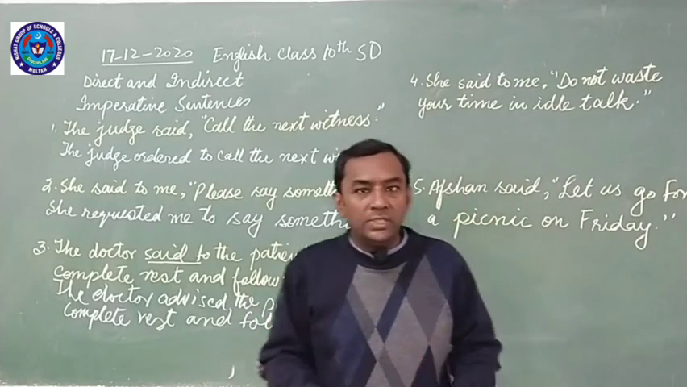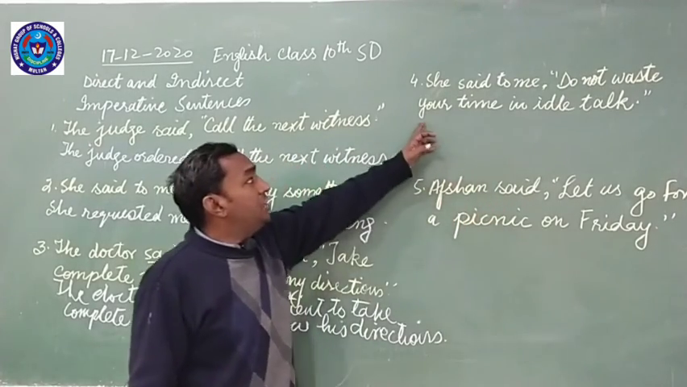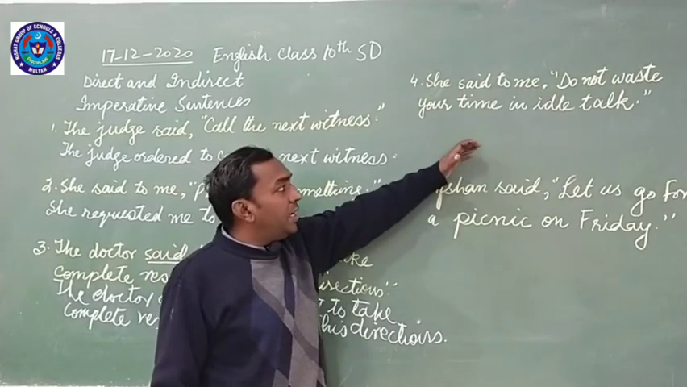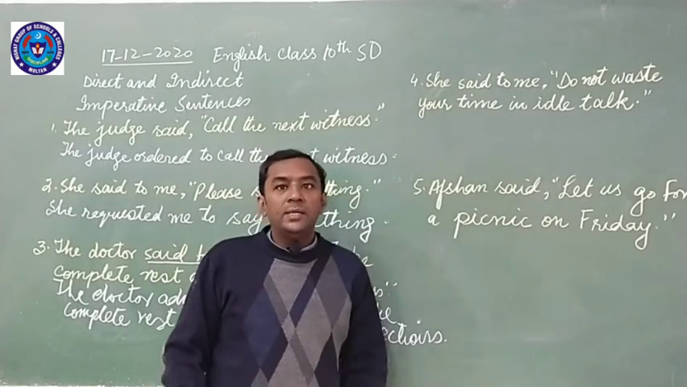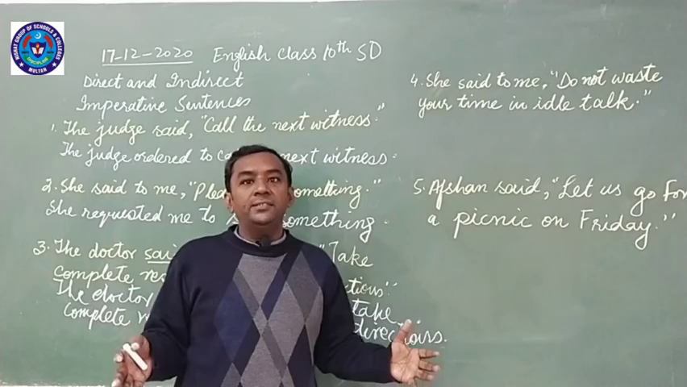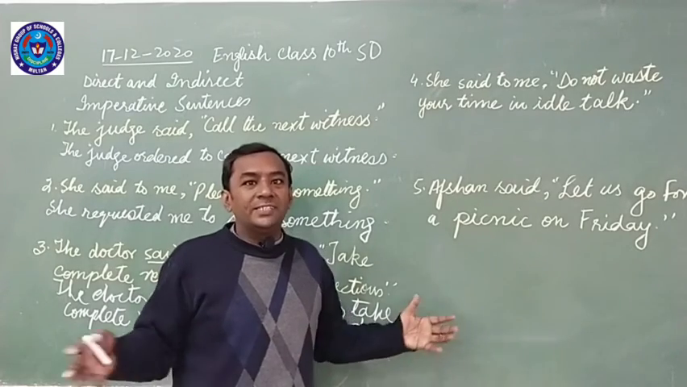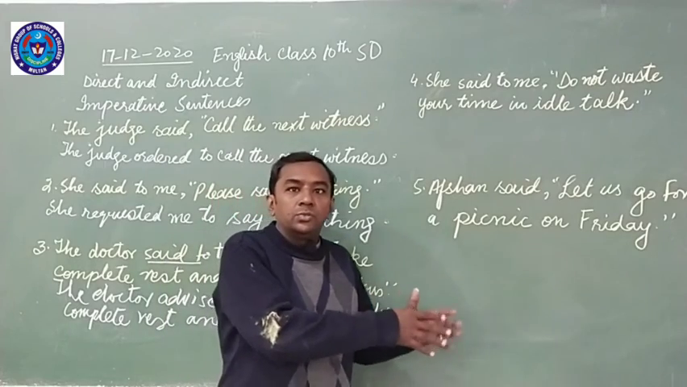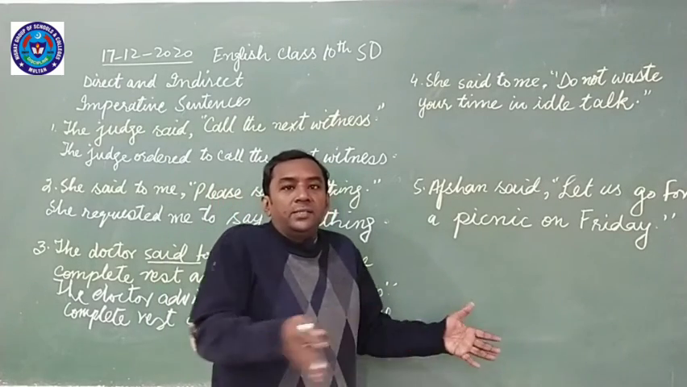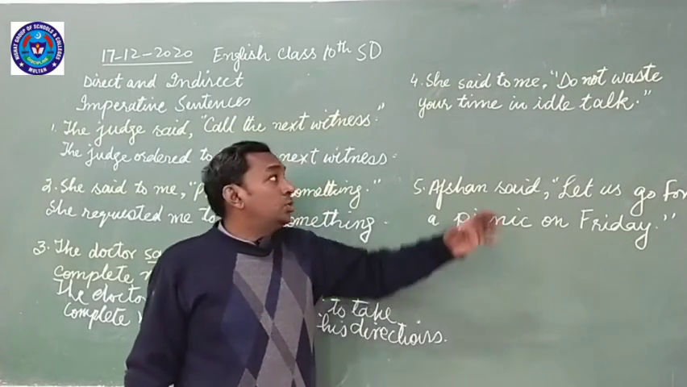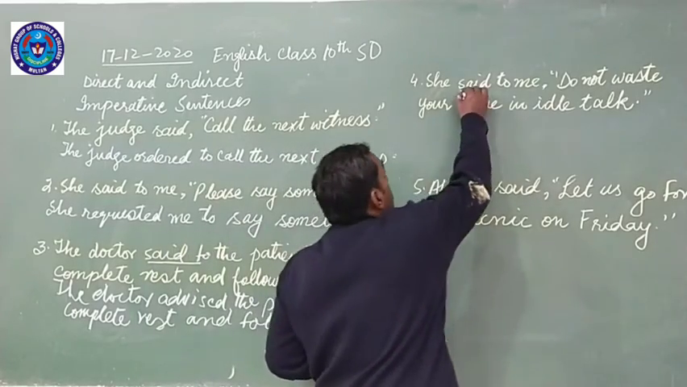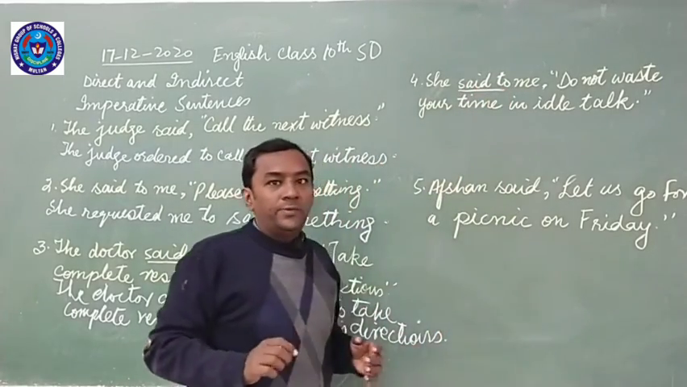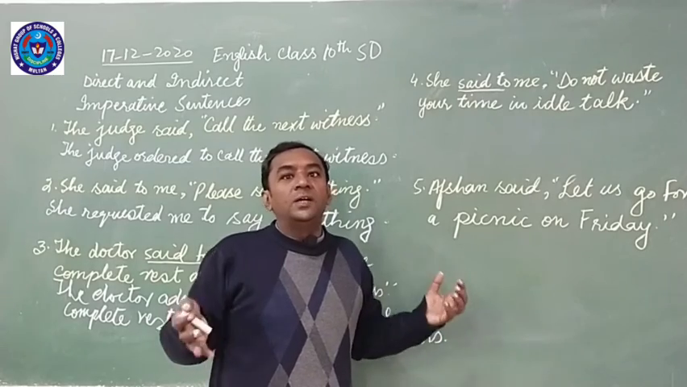Now we will move to the fourth sentence. She said to me, do not waste your time in idle talk. Now, dear student, those sentences that start with do not, it means there is an order of stopping some doing, or there is some kind of forbidding. So we will use forbade in place of said to. We will use forbade verb here.